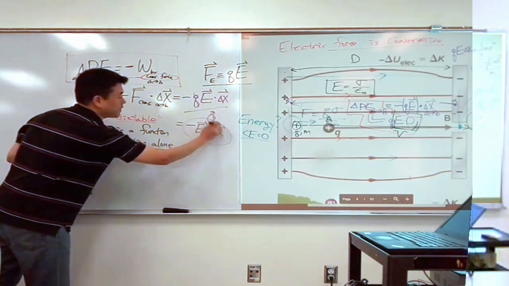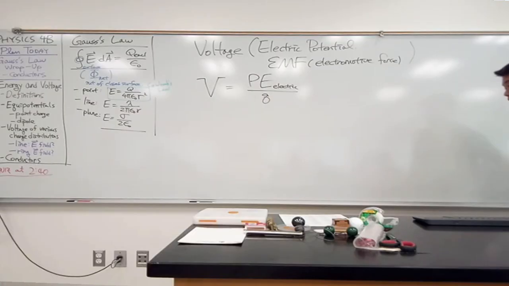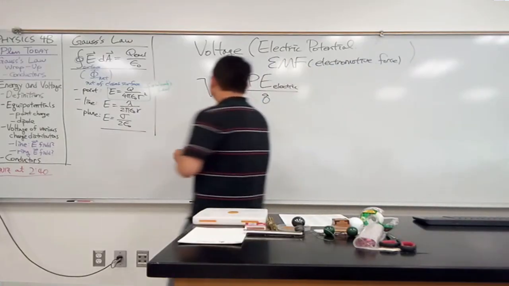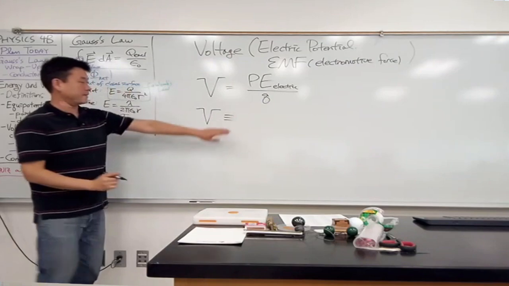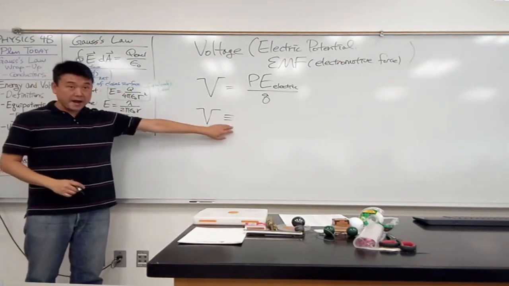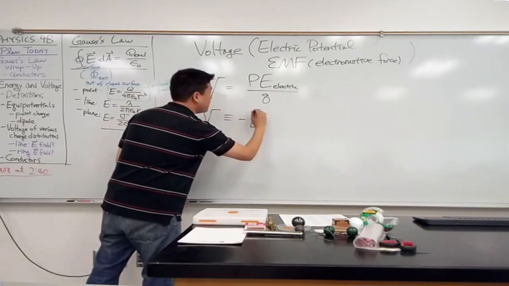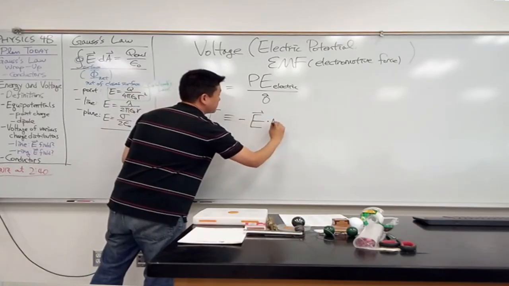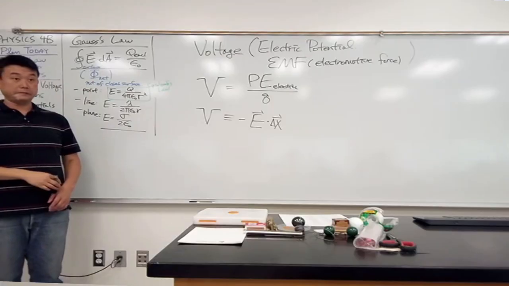This is the quantity that we are going to define as voltage. So for the actual definition of voltage, this is how we define it. Voltage is defined, let me indicate that with the three lines, as minus electric field times displacement.